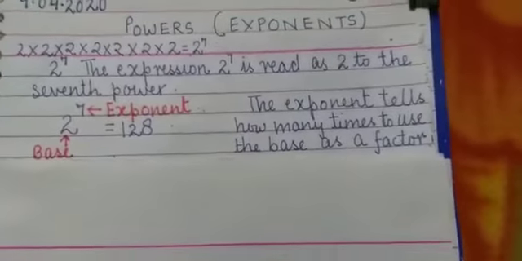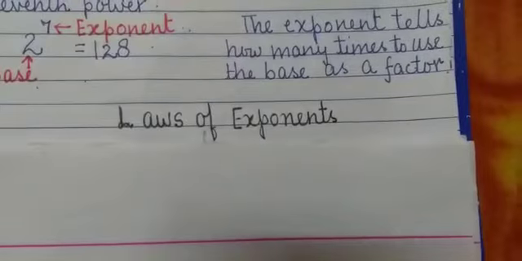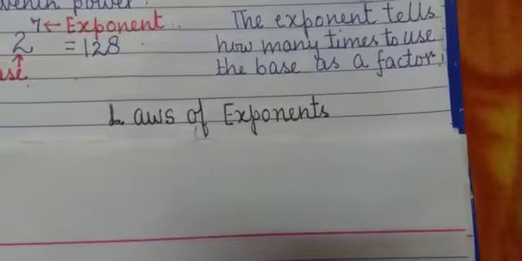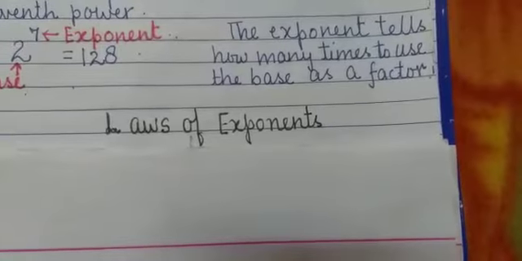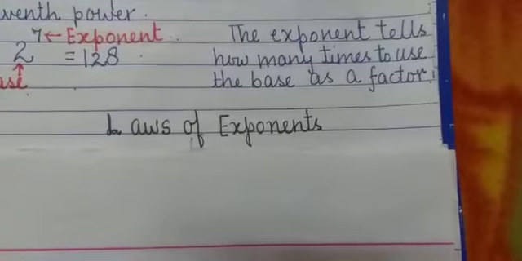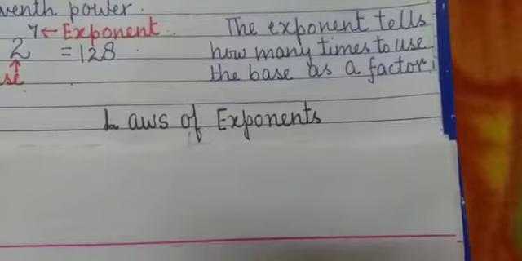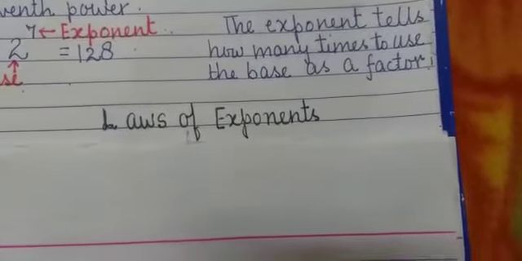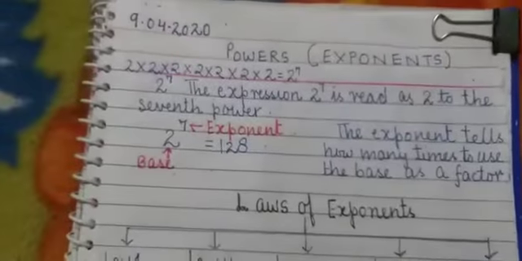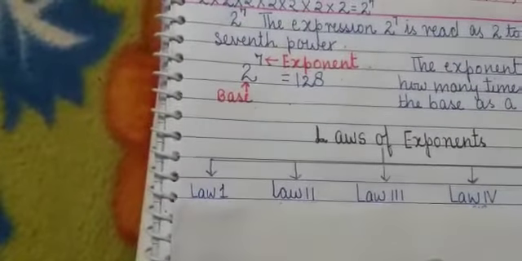Now we come to the laws of exponents. How many laws of exponents have you studied till now? I think you have studied 3 laws of exponents: the product law, the quotient law, and the power law. So today I'm going to tell you 5 laws of exponents. What are those 5? Law 1, Law 2, Law 3, Law 4 and Law 5.